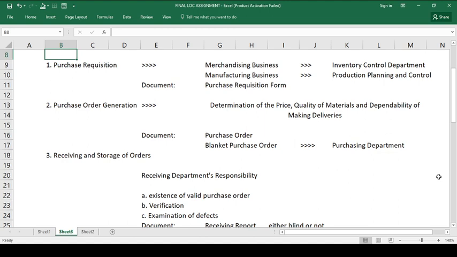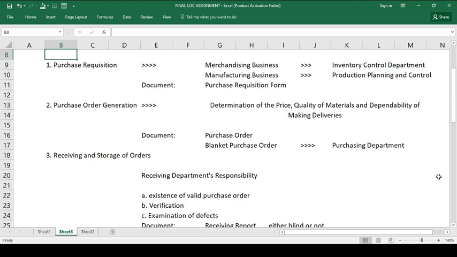Take note, the preparation of the purchase order or the blanket purchase order is made by the purchasing department. The purchasing department has the sole authority to prepare the purchase order. Okay? But, sir, magpareho po ba si inventory control department at si purchasing department? Mag-iba po yun. Okay? The inventory control or the production planning control is the one asking for the order. The purchasing department is preparing the purchase order asking from the suppliers.